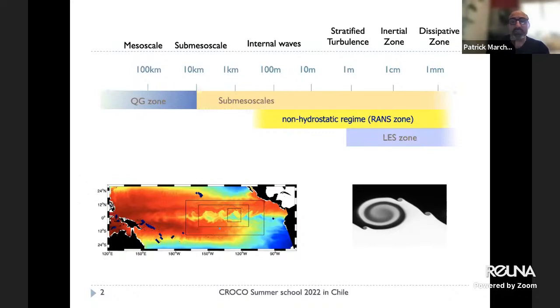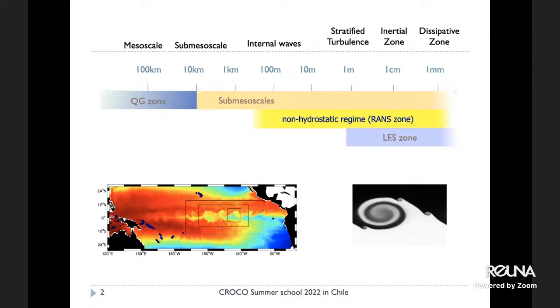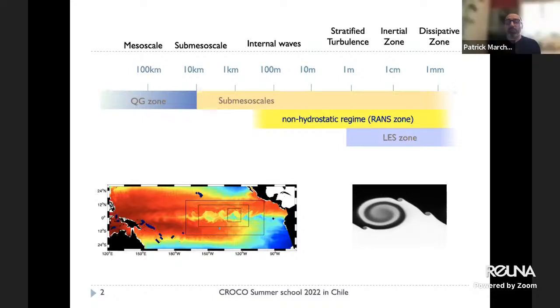When we get into the region of the, let's say, 100-meter scale and below, we enter a region that we call non-hydrostatic, and I will explain a bit better what it means. And for that, we need to change the model a bit and to develop non-hydrostatic solver. When we go down to 1 meter scale, then we enter the zone of large eddy simulations. And we want to be able to do this kind of simulations too.